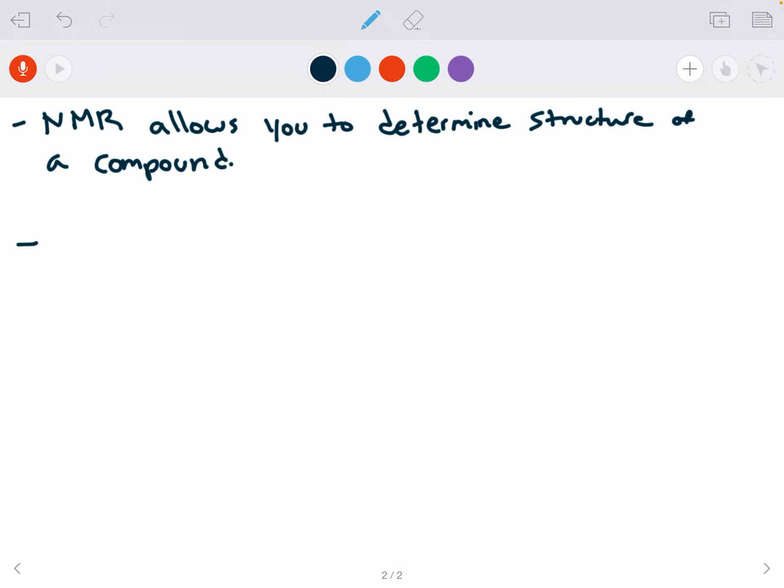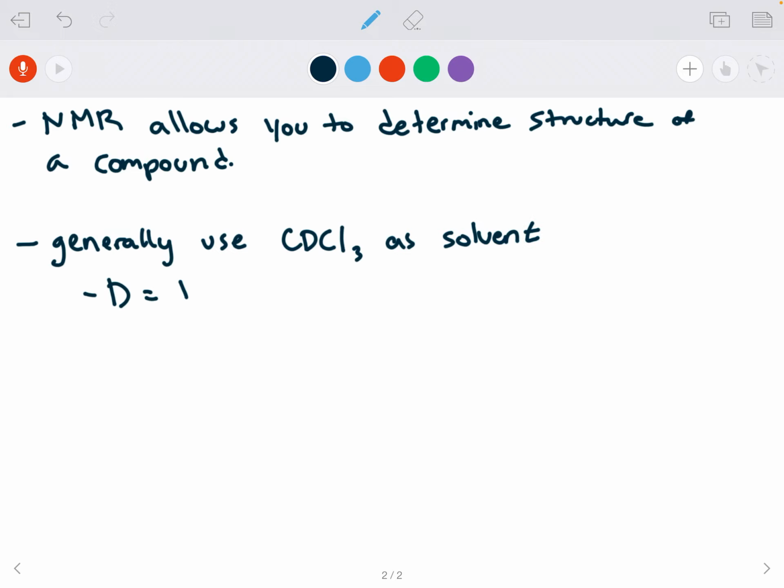Last thing to introduce NMR is that when you run a sample in NMR, you generally use CDCl3 as the solvent. The D is deuterium, which is a hydrogen that has one proton and one neutron, which is then invisible to NMR spectroscopy, meaning it won't be seen. So your solvent isn't going to interfere with the sample that you're trying to get.